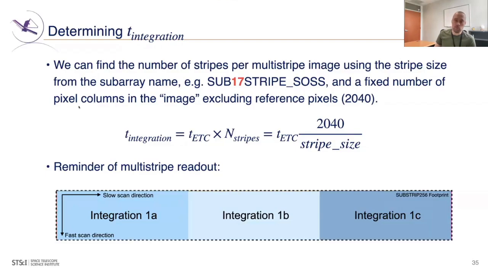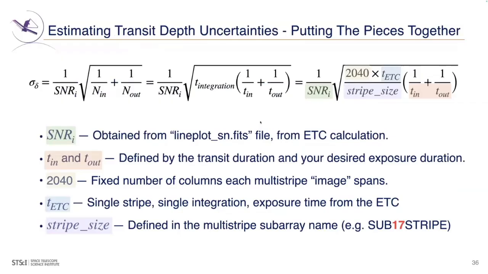And then we always have, for all of the multi-stripe subarrays, a fixed number of pixel columns in the image we're constructing, right? And that's 2040. So you can divide that by the stripe size, times it by that time in the ETC, and you're good to go. So putting that all together, you get this equation. Maybe it looks a bit horrible to some people. It's pretty simple, I promise. You just need to get these 4 quantities out.